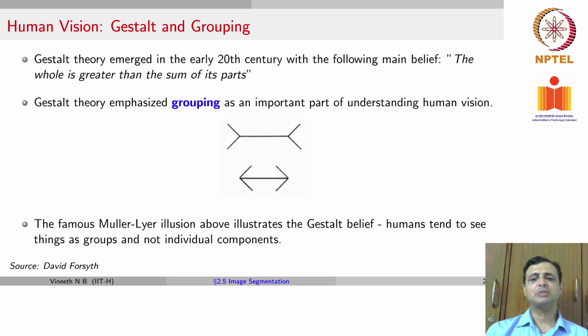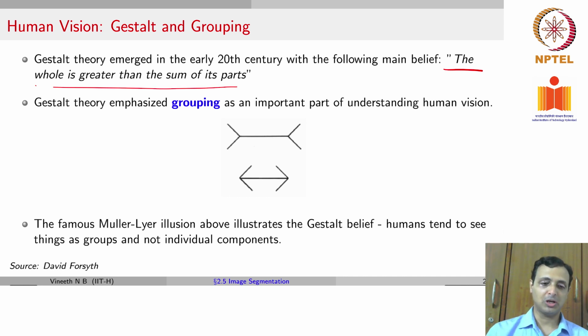Human vision has been studied extensively from several perspectives, and one of the perspectives of human perception has been based on what is known as the gestalt theory, which emerged almost 100 years ago, which had this fundamental principle that the whole is greater than the sum of its parts. And one of the important cornerstones of this theory was the idea of grouping to understand human vision.